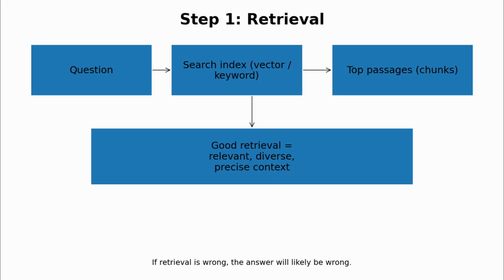This is where many RAG projects fail. They build a fancy LLM prompt but don't invest in retrieval quality. If retrieval returns irrelevant text, the model will confidently answer based on irrelevant text. And if retrieval misses the key paragraph, the model can't use it, no matter how smart it is. A great RAG system feels like it knows your documents. But what's really happening is that it's consistently retrieving the right evidence at the right moment.